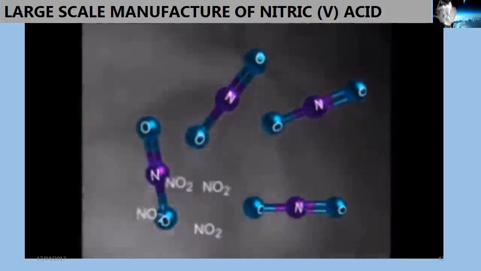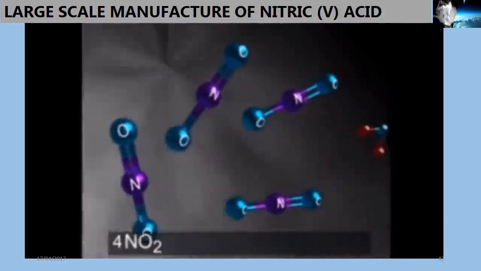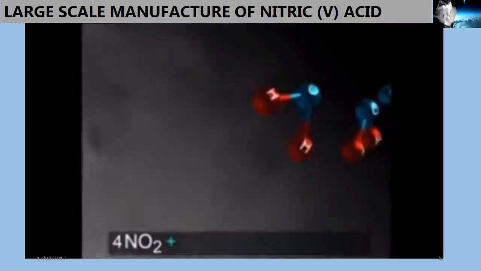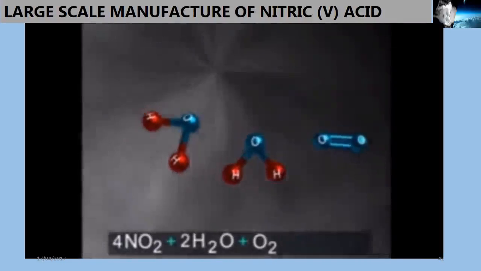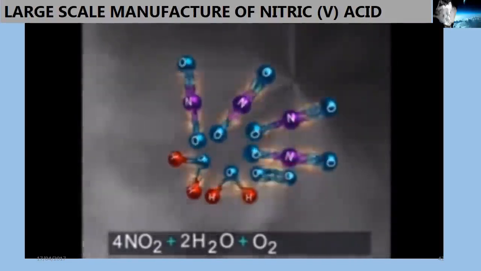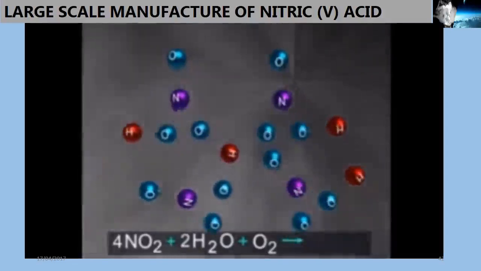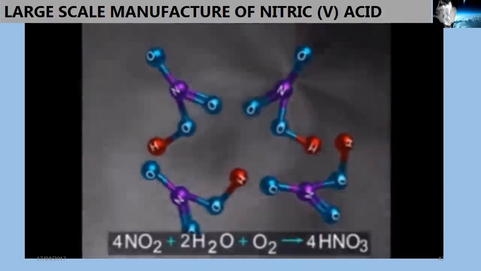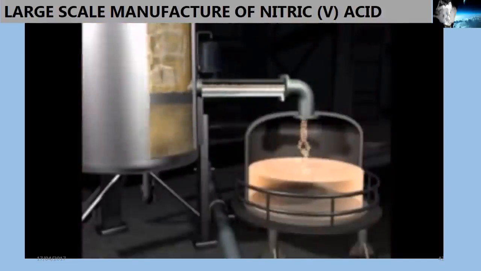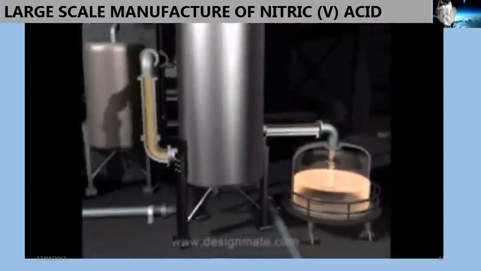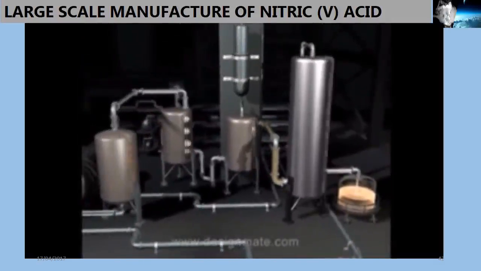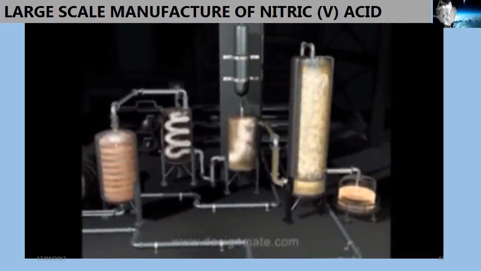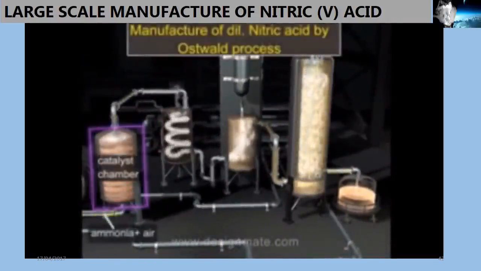4 molecules of NO2 and 2 molecules of H2O and 1 molecule of O2 gives 4 molecules of HNO3. Dilute nitric acid can be synthesized from ammonia via the Ostwald's process. A mixture of ammonia and air is passed through a catalyst chamber where ammonia is oxidized to nitric oxide.